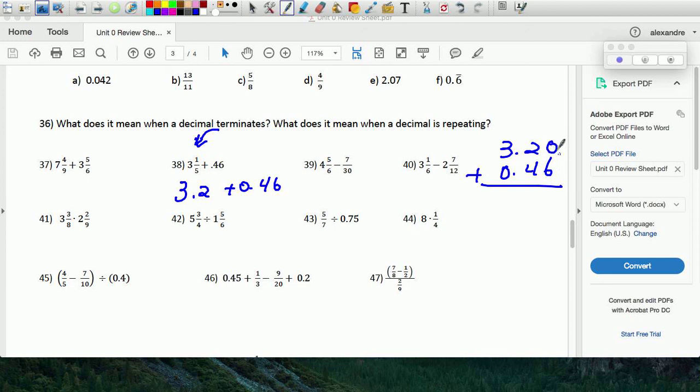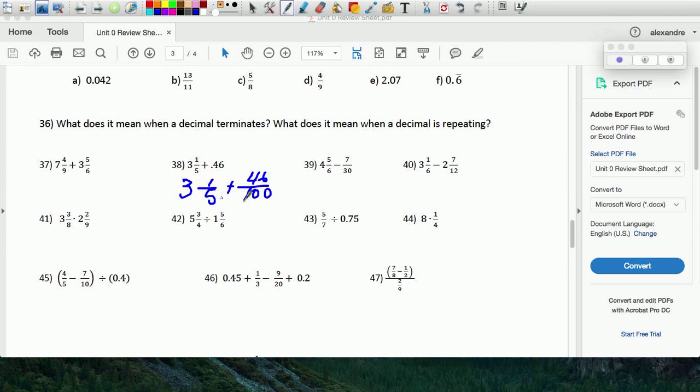that's a 0 over here, right? Placeholder 6, 6, and a 3. Now, if you don't want to do that, and you want to change this to a fraction, so 3 and 1/5 stays, and 0.46 is 46 over 100, yeah?